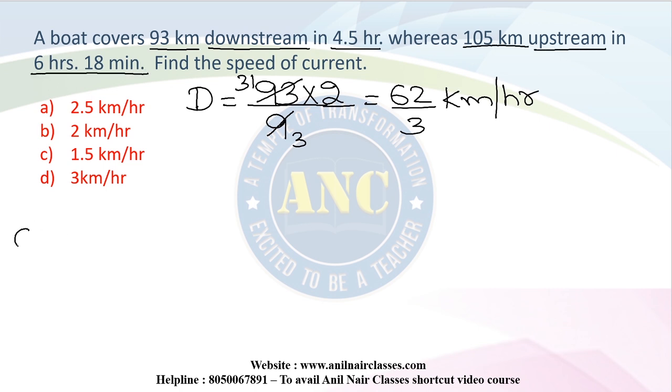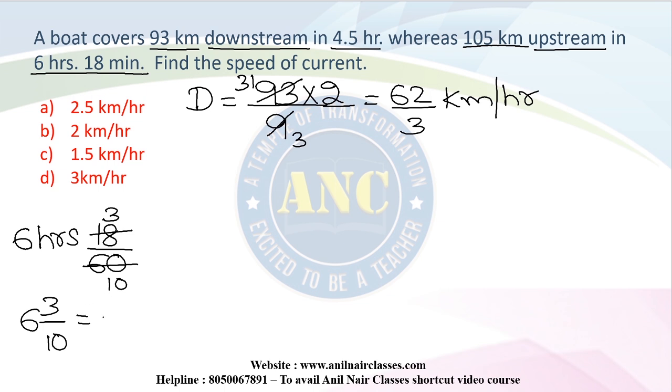Now, first thing that we need to do is convert 6 hours 18 minutes completely to hours. 18 minutes, if I want to convert it to hours, it is 18 by 60 hours. So 6 into 3 is 18, 6 into 10 is 60. So it is 6 hours and 3 by 10 hours. It is 6 3 by 10 hours. I hope you are understanding. It is 6 3 by 10 hours, or in other words, mixed fraction converted to improper, it is 63 by 10 hours.